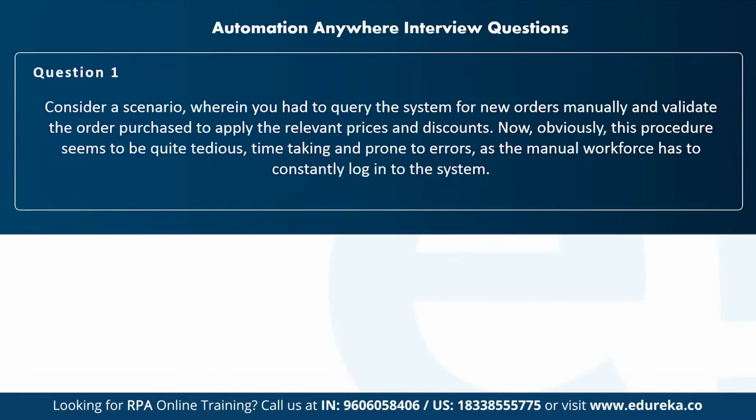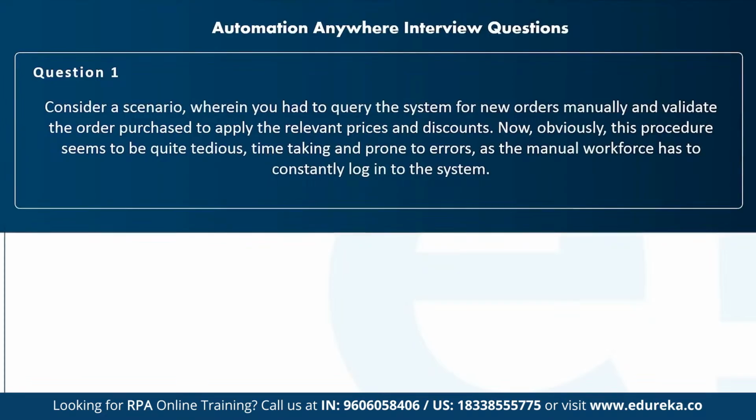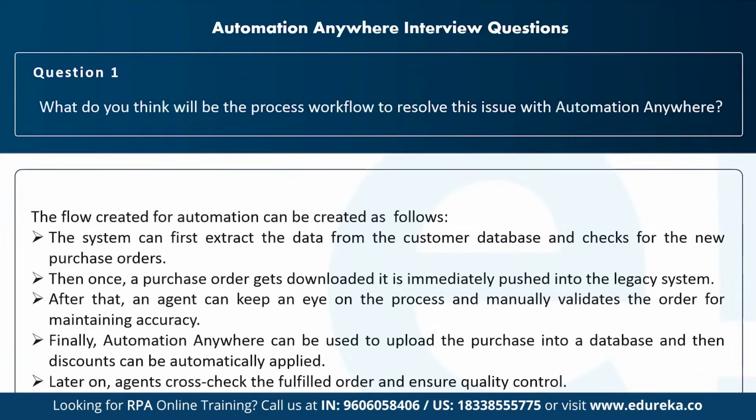Now consider a scenario wherein you had to query the system for new models manually and validate the order purchased to apply the relevant prices and discount. Now, obviously, this procedure seems to be quite tedious, time taking and prone to errors, right? As you know, the manual workforce has to constantly log into the system and then they have to validate the process, enter the data again, and then they also have to apply the discounts, right? Now, what do you think will be the process workflow to resolve this issue with Automation Anywhere? Well, you can answer this question by just drawing a workflow in your mind and then you can explain your workflow to the interviewer.